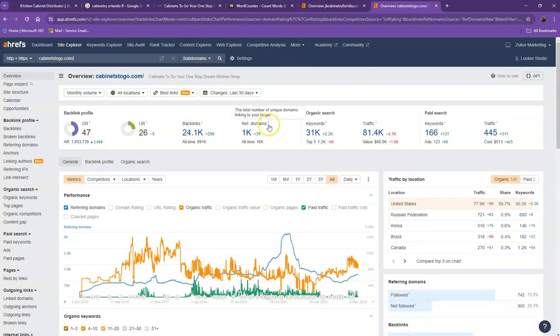Let's go ahead and take a look at your competitors' numbers. So with DR and UR, it shows that Google finds their website a much more trustworthy and a stronger website. That's also because they have more backlinks. They also have more keywords, which gave them way more traffic.